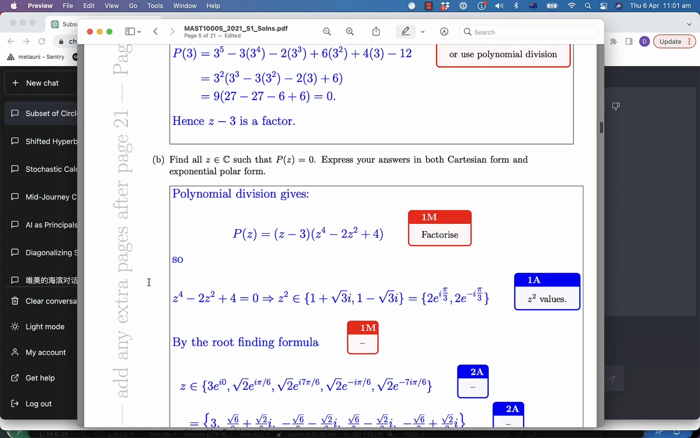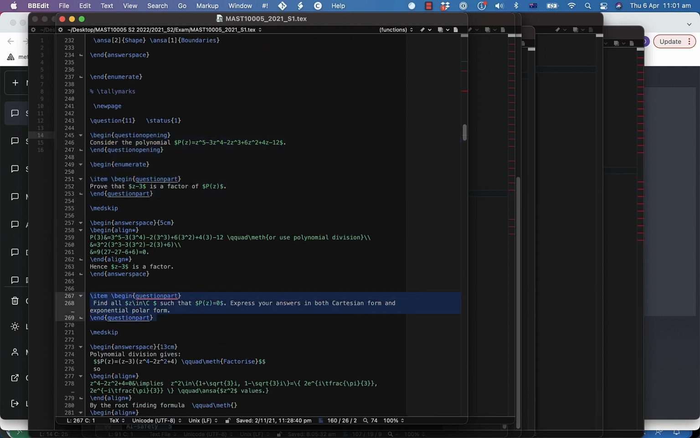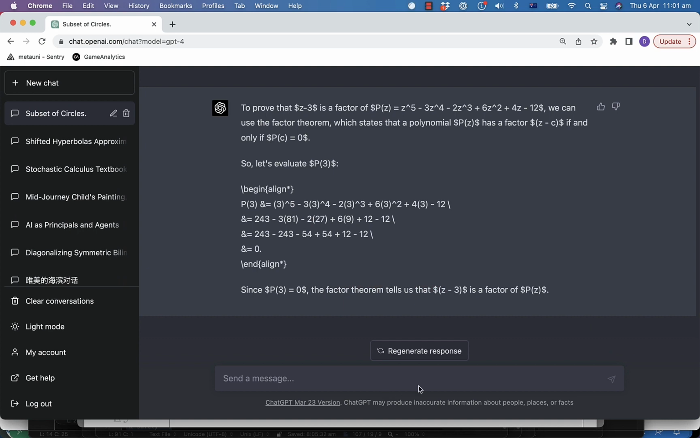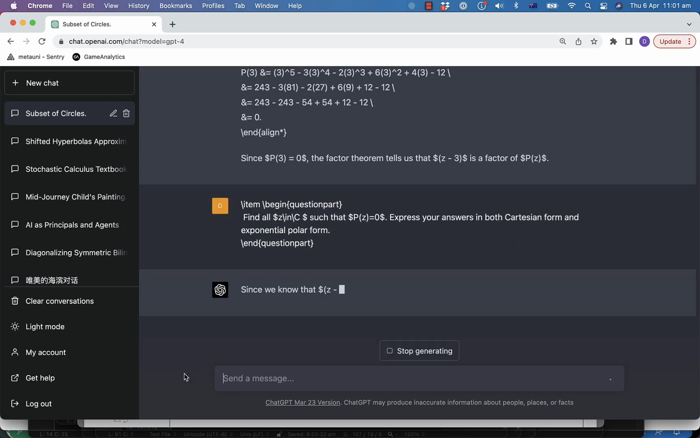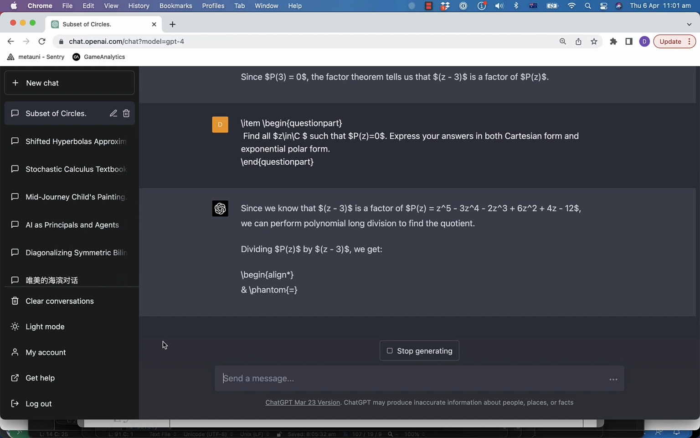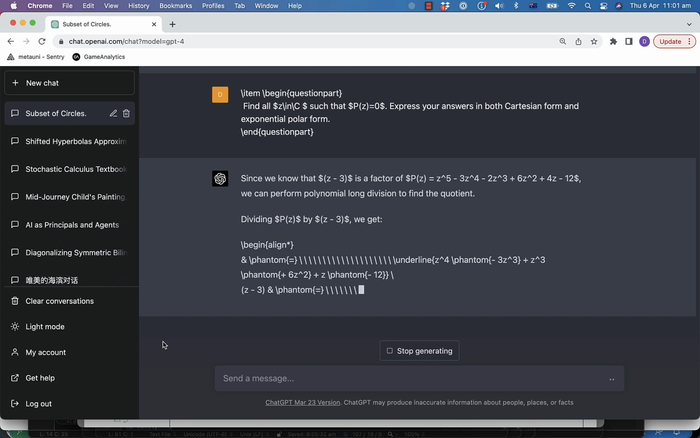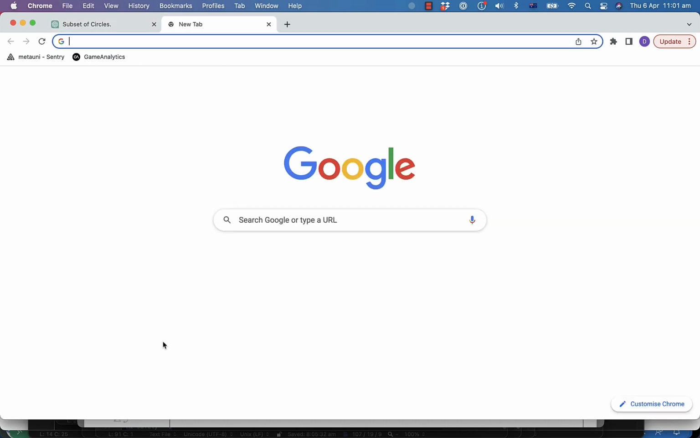Okay, that's 1 point. Find all z such that p(z) is 0. All right, I bet it'll screw this up. Oh, wow. He's going to divide. Can we do long division? He's going to try to divide. What the hell, man? What is that? Okay. What are all these phantoms? I bet it'll space it out like long division if you copy and paste it.